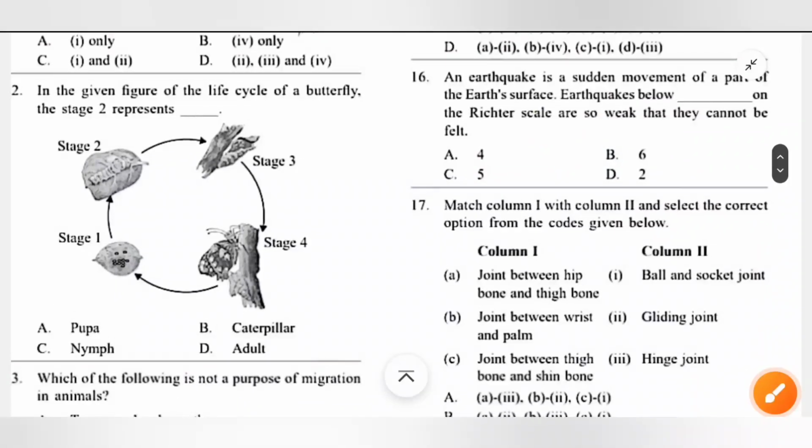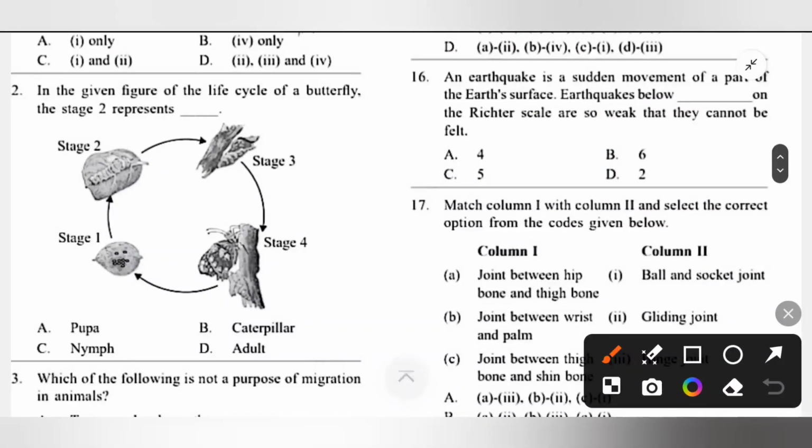Okay. 16th. An earthquake is a sudden movement of a part of the earth's surface. Earthquakes below dash on the Richter scale are so weak that they cannot be felt. So the Richter scale measures the magnitude of an earthquake. So earthquakes below 2 on the Richter scale are so weak that they cannot be felt. Okay, so option D is the correct answer.